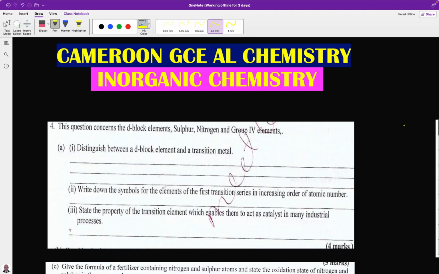So we go straight away to question number 4. This question concerns the D block elements, sulfur, nitrogen, and group 4 elements. Distinguish between a D block element and a transition metal.